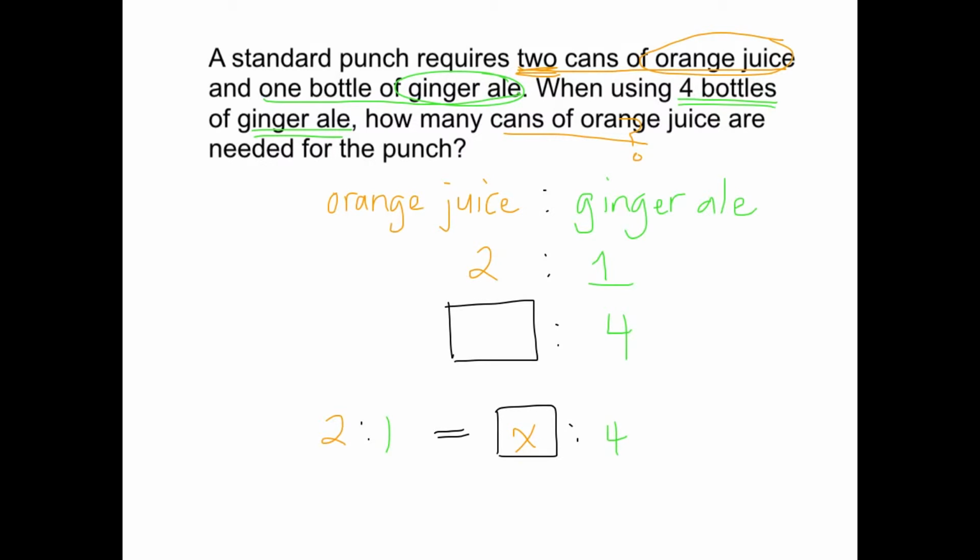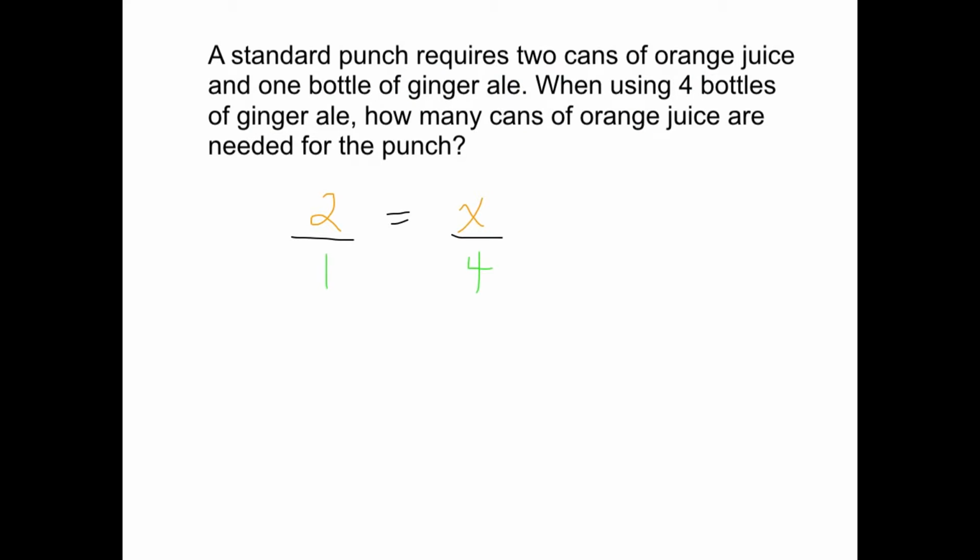We can also represent proportions using fractions, so let's rewrite this as fractions. 2 over 1 is equal to x over 4. What does x represent again? X represents the number of cans of orange juice that are needed for the punch. So how are we going to solve for x? How can we find the missing value?